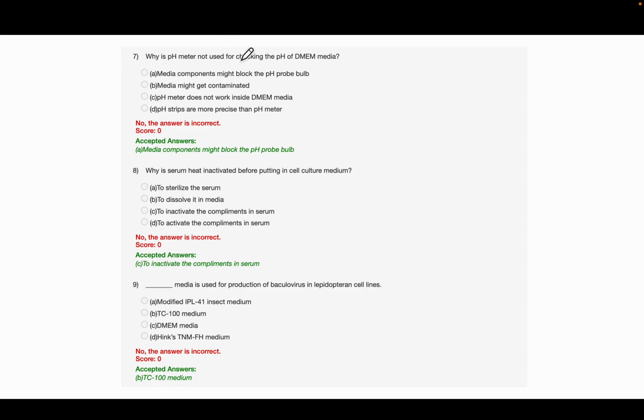Why is a pH meter not used for checking the pH of DMEM medium? So what would be the reason? Media components might block the pH probe bulb. Media might get contaminated. A pH meter doesn't work inside DMEM media, which is also not true. pH strips are more precise than a pH meter, which is not true. Contamination might be true, but that is not the reason, because you can be sterile while making it and remove the contamination issue. The main reason is that whatever media components are there might block the pH probe bulb. So the answer is this.